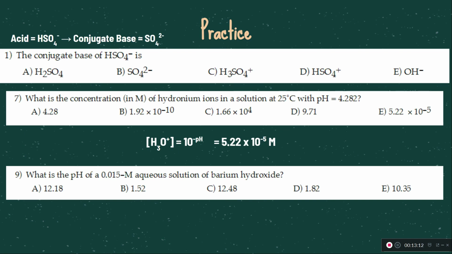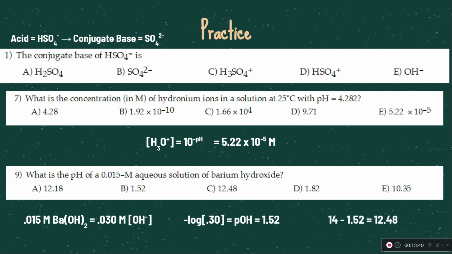Lastly, it asks, what is the pH of a 0.015 molar aqueous solution of barium hydroxide? Well, remember that to start off with, barium hydroxide is Ba(OH)2. So that indicates that the concentration of OH- ions is going to be double that of the concentration of our solution. If we know the concentration of OH-, then we can solve for the pOH by taking the negative log of the concentration. Once we get that, we can then subtract it from 14 and get 12.48 to be our pH.